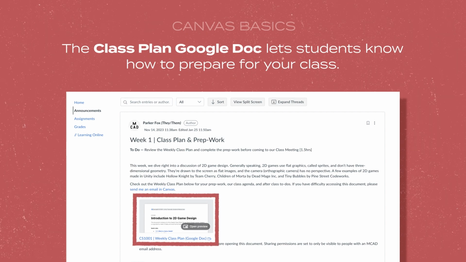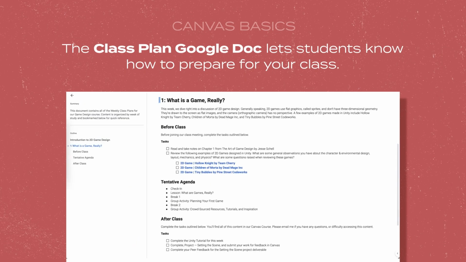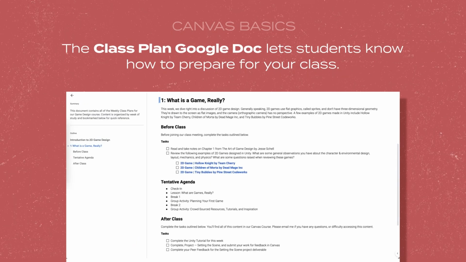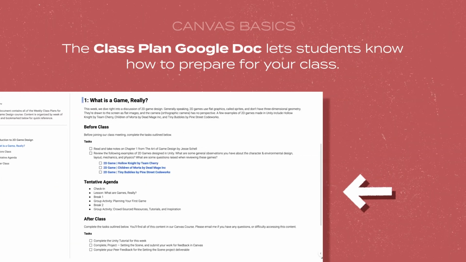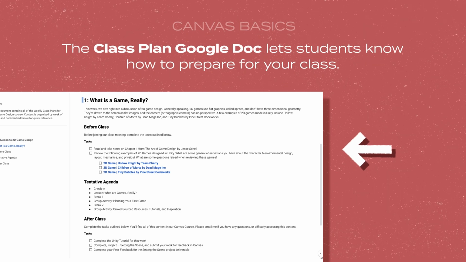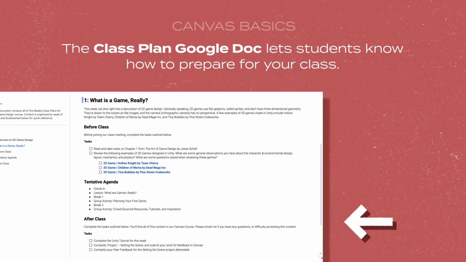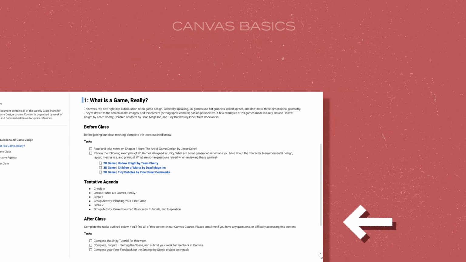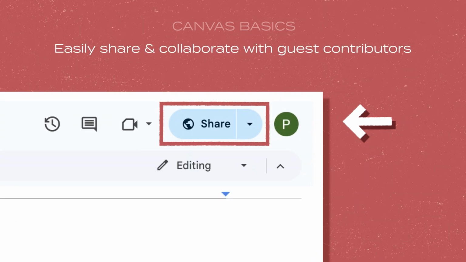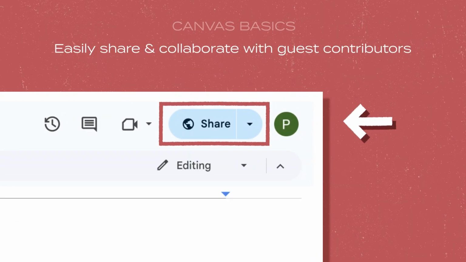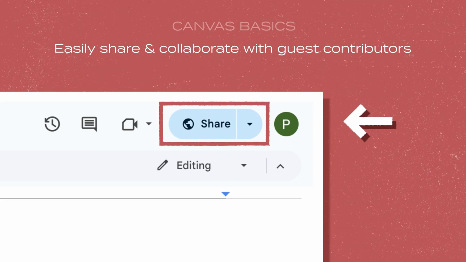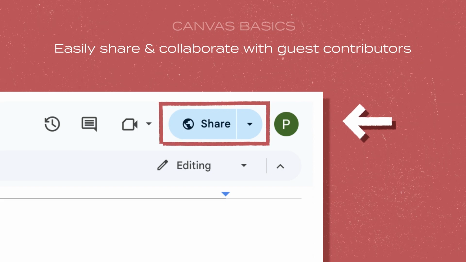Clicking on this link takes you to that specific bookmark in the class plan Google Doc, where you see an overview of the class, a tentative agenda, what you need to do to prepare, and your next steps after the class meeting. The great thing about Google is you can share this class plan document with any guest contributors, so they have a way to share resources with your class ahead of time.